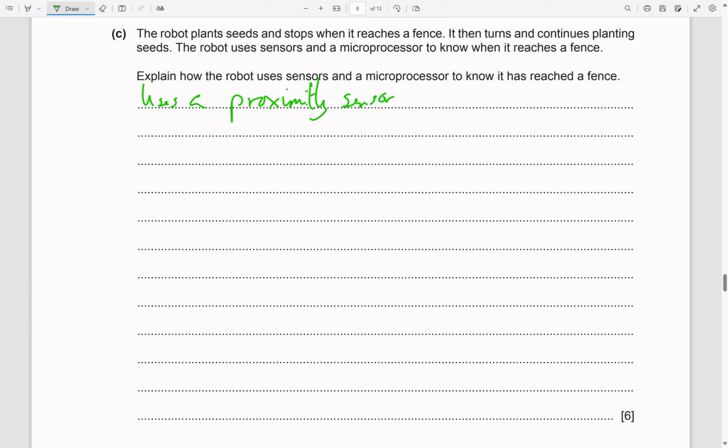It's kind of like radar, where it's going to send out a signal, and this could be radio waves, it could be a sort of ultrasound. It's going to measure the time it takes for that signal to bounce back, and based on that time it can work out the distance. So uses a proximity sensor to continuously detect distance from fence.